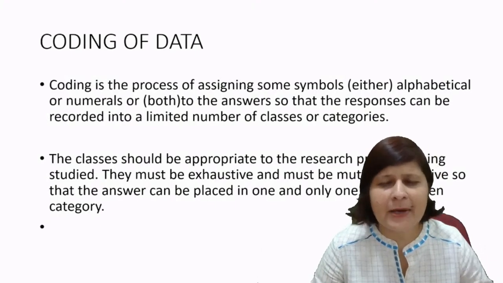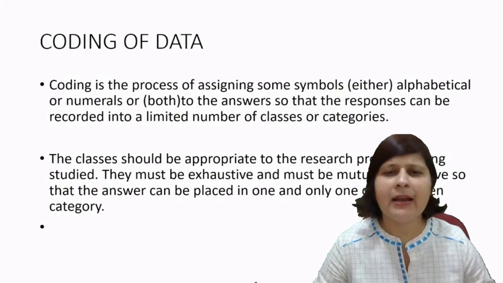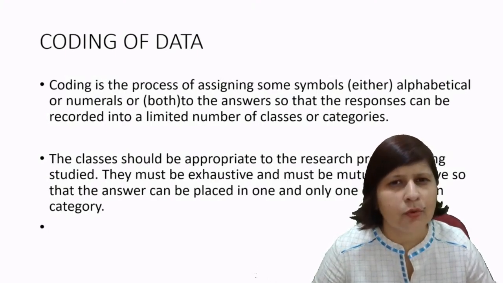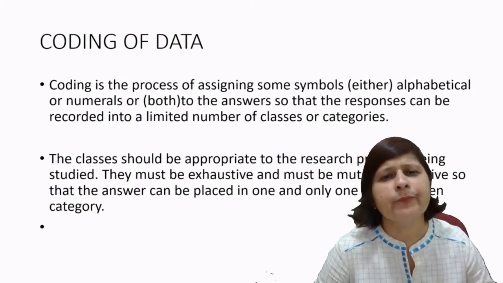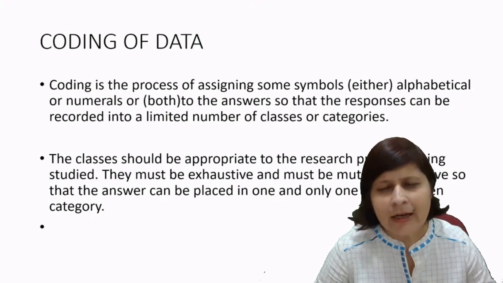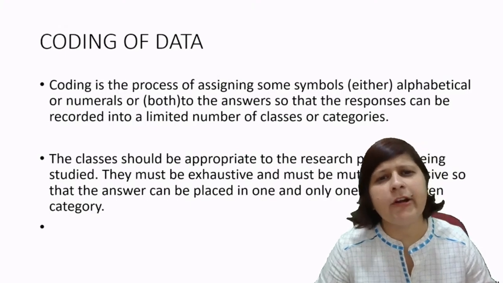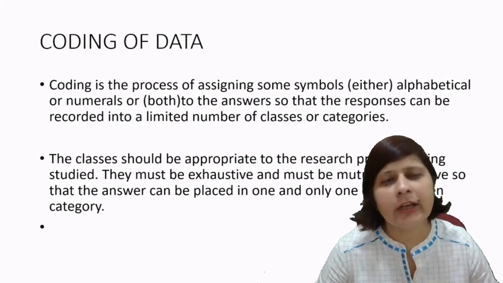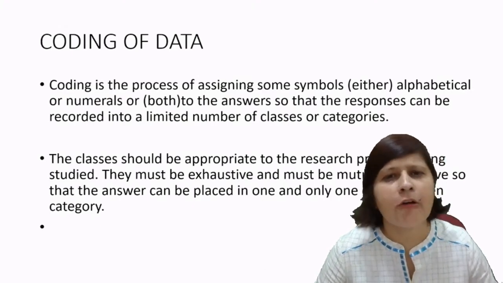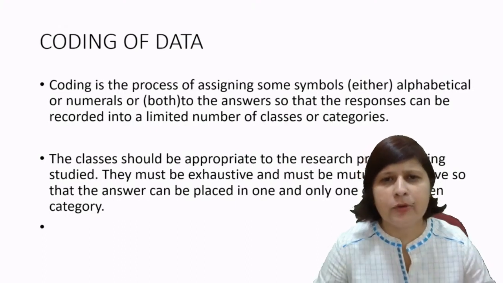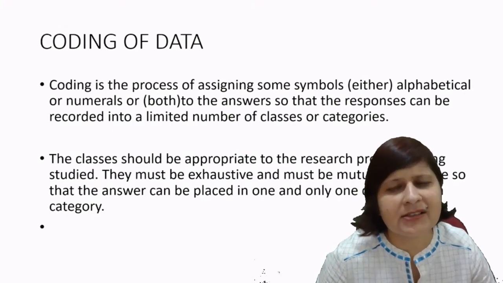Suppose I have divided my sample into categories, male and female, and I have coded male as 1 and female as 2, or other genders as 3. So there are 3 categories in which my data has been classified or divided, and this is known as coding of data. Coding is assigning symbols, either alphabetical, numerical, or both, to the responses, so that the responses can be recorded in a limited number of classes or categories.